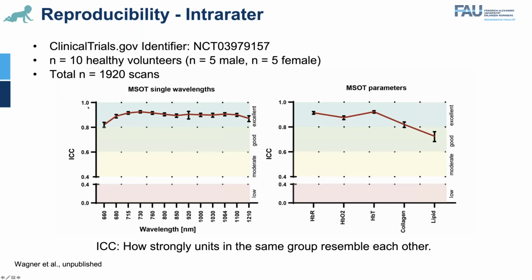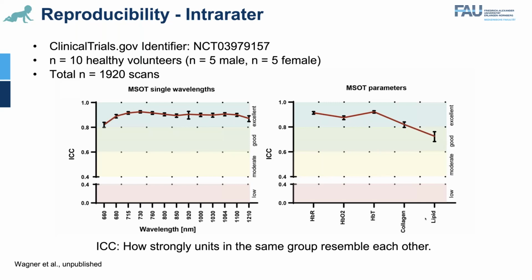It's very similar to a simple Pearson correlation, for example. And you can see here it's pretty excellent actually for one rater. So if one rater measures repeatedly, he very much measures the same thing, we think. And this is also true for each parameter: deoxygenated hemoglobin, oxygenated hemoglobin, total hemoglobin, collagens, or lipids. So you really measure in a highly reproducible way.